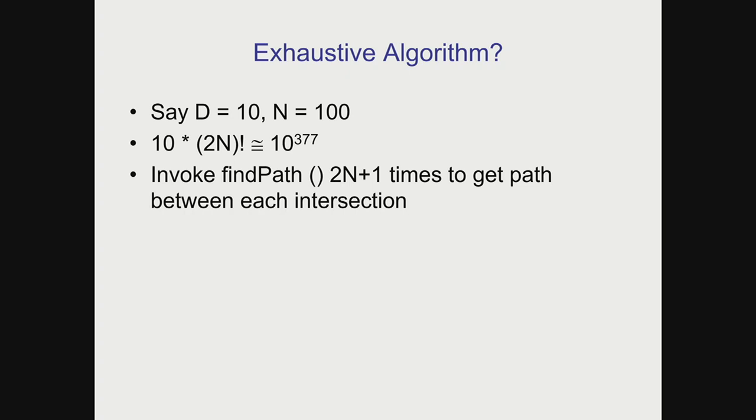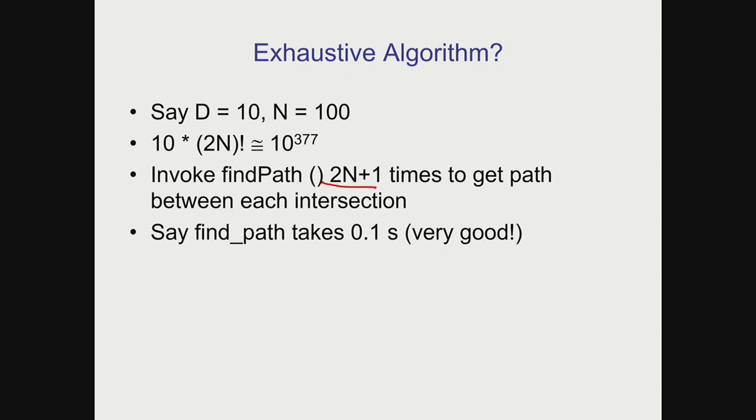Okay, so what I'm going to do to evaluate each of these is use my milestone 3 pathfinding algorithm. I'm going to invoke it to connect all these intersections together. I've got about 2n+1 paths to connect up in each of these solutions, so I'm just going to call my find path to hook them up, and that's how I'm going to get the travel time.